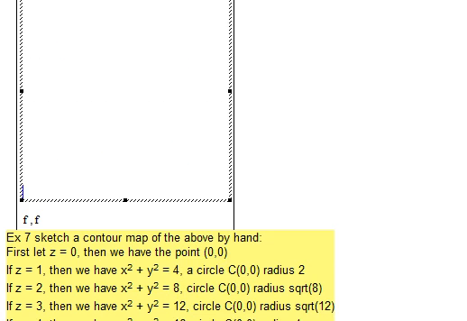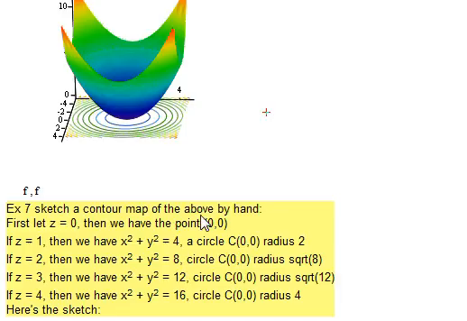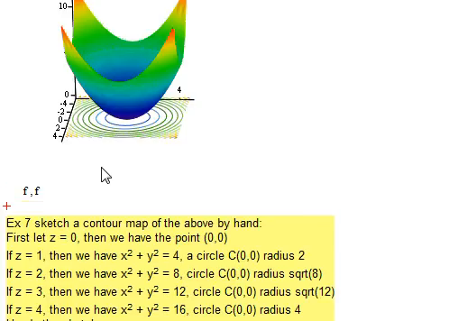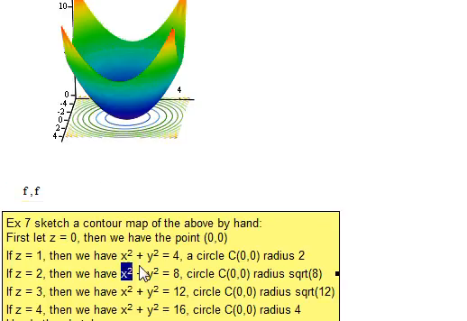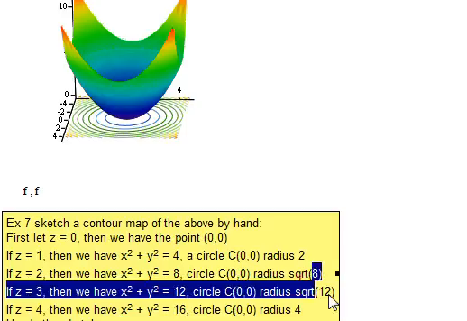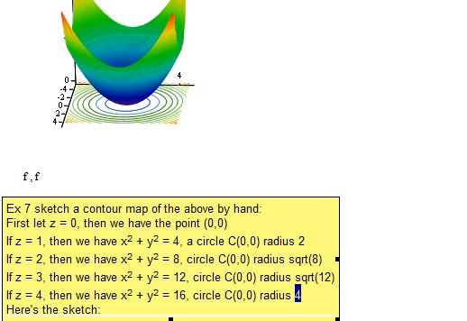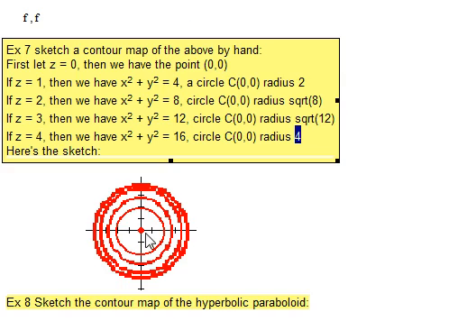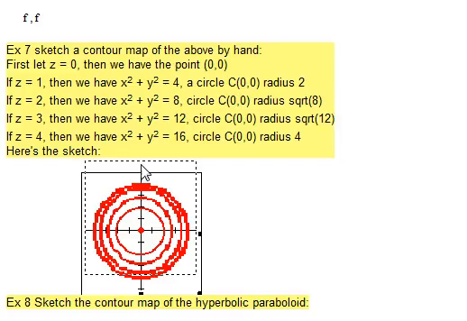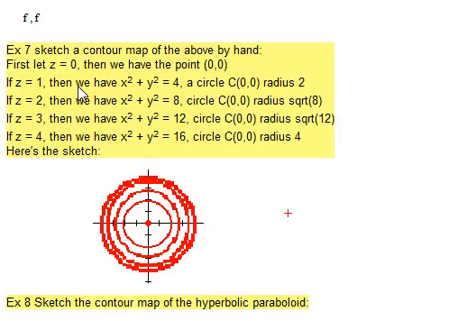So let's see one more of those. Sketch a contour map of the above by hand. Oh, painful, painful. So if z equals 1, we got this circle, z equals 2, we got this circle, z equals 3, we have this circle. So we got concentric circles whose center is at the origin and whose radius varies from 2, square root of 8, square root of 12, maybe 4. And here's the sketch. Well, this is me drawing it with Paint. So if z equals 0, then we just have this point.